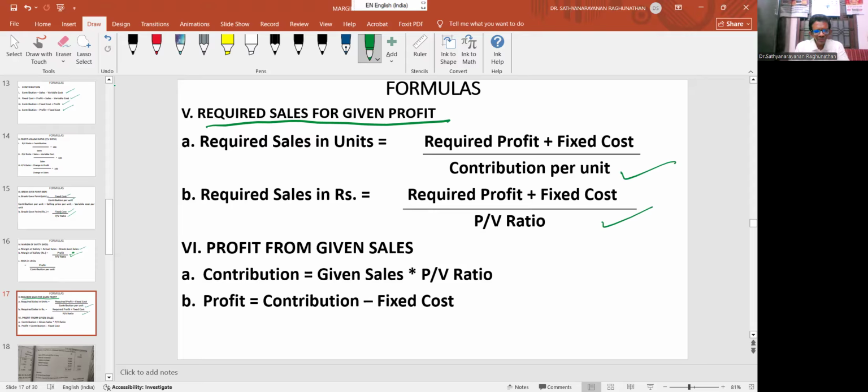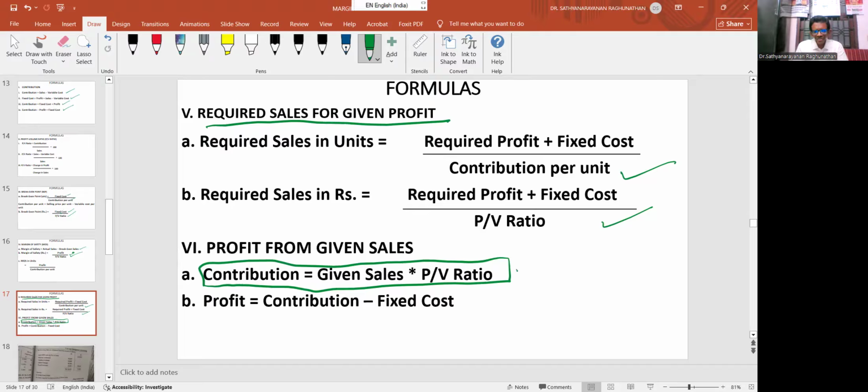Suppose profit from the given sales. Another formula for contribution: contribution is equal to sales into PV ratio. Already we have seen four formulas for contribution. In addition to those four formulas, you consider this formula also. Contribution is equal to given sales, meaning sales given in the question, into PV ratio.